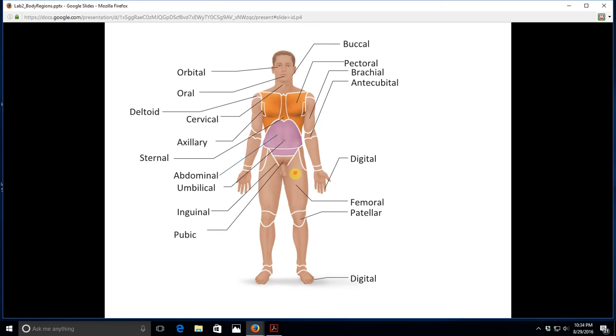All right, a couple more here in this pic. We got the femoral region here, the thigh. The front of the knee is patellar. And then we had digital again. All right, a couple more in the back.